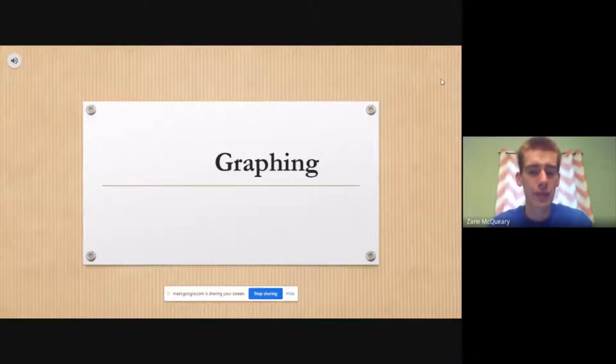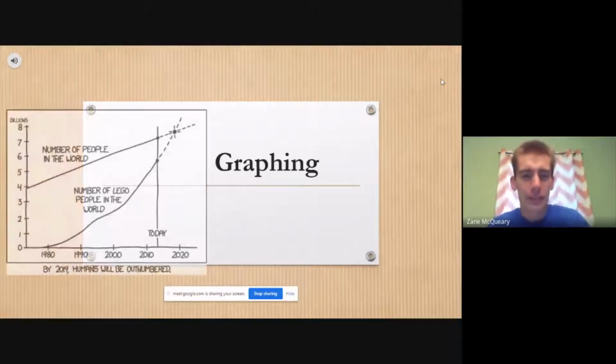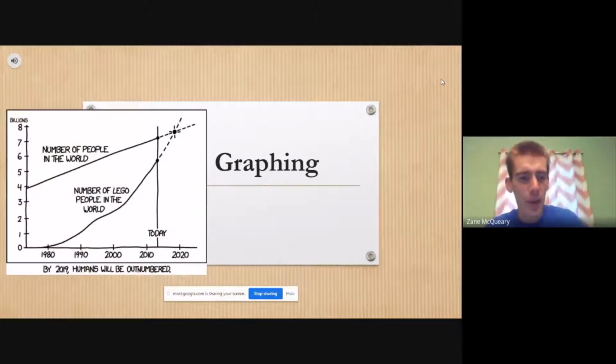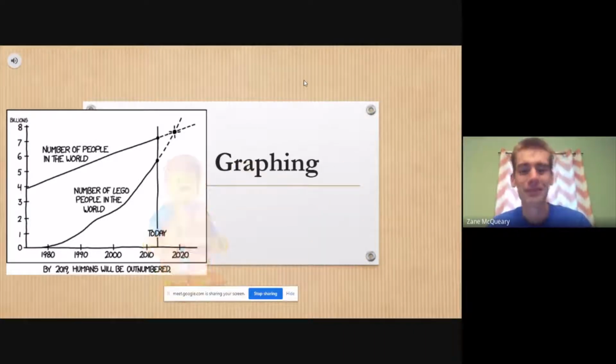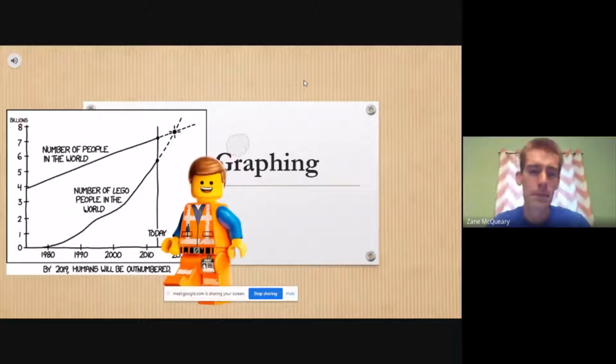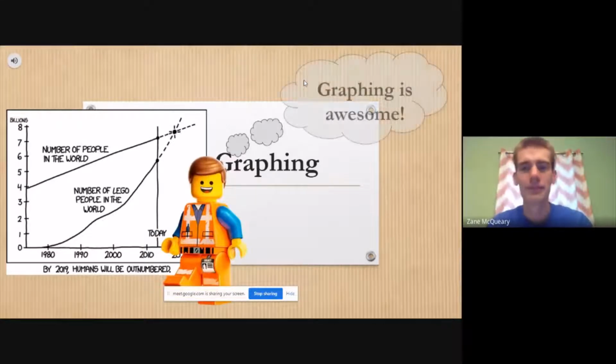Today we're going to be talking about graphing, specifically how to interpret graphs for scientific meaning and identifying key components of graphs. Graphs might be nice to let you know things like this. Like, for example, in 2019, there are going to be more Lego people than there are real people, which for some people is awesome. Like Emmett here from the Lego Movie, but for the rest of us, not so great.